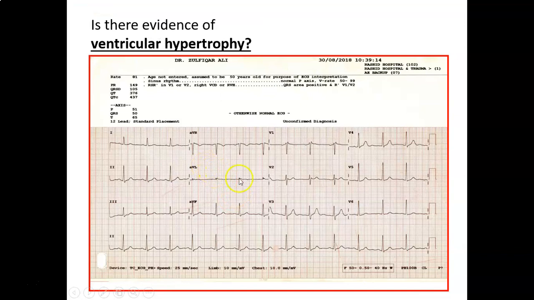For ventricular hypertrophy, you have to look in the chest leads. For right ventricular hypertrophy, you have to find the R wave in V1, which is not seen. And for left ventricular hypertrophy, you have to look at the S wave in V1 or V2, whichever is the deepest, plus the R wave in V5 or V6, whichever is the tallest, and then combine the voltage of these two. If it's more than 35 mm, it's left ventricular hypertrophy. But in this ECG, it seems there is no left ventricular hypertrophy.